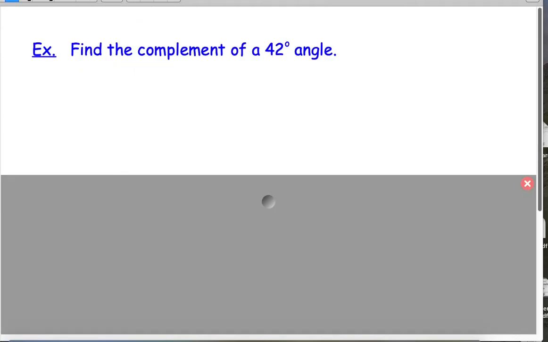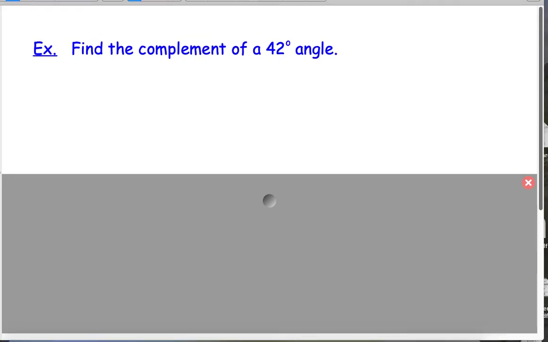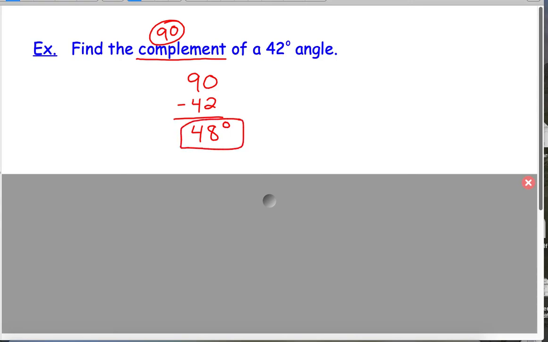Let's look at two examples. One type of problem would say find the complement of a 42 degree angle. And so you just have to look at the term here, complement, and you think complementary, they add up to 90 degrees. So if one of them is 42, I'll subtract that from 90 to get the other one, and it would be 48. So we're looking for these key terms when we're trying to figure this out. So 48 degrees would be our answer.